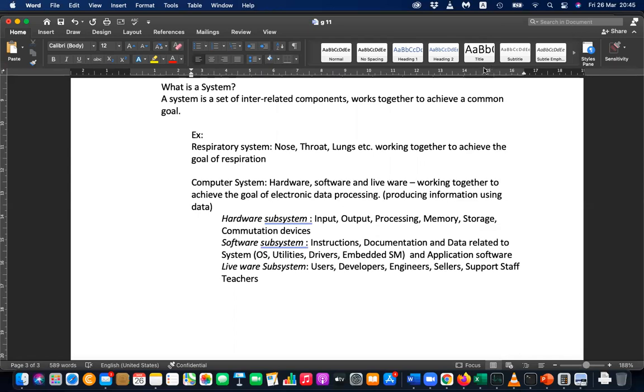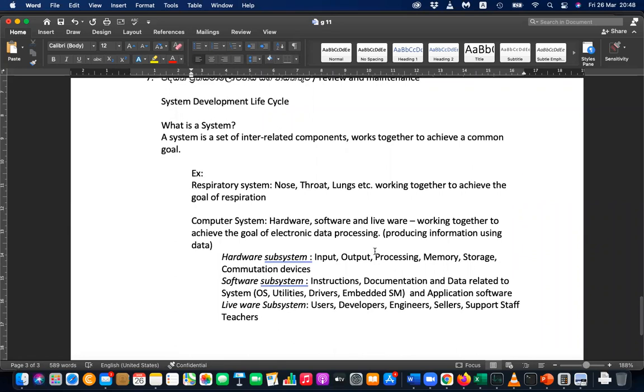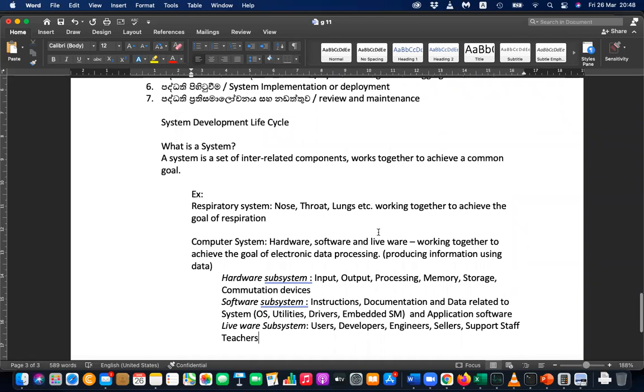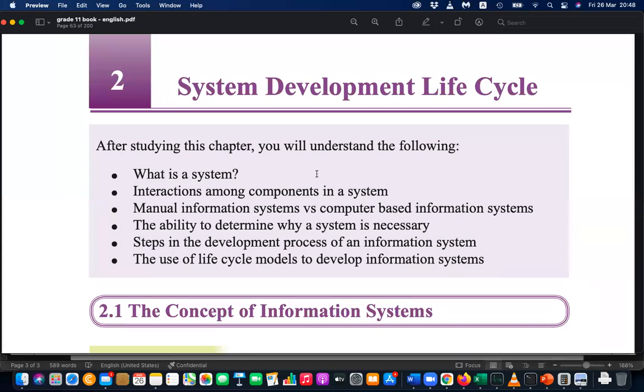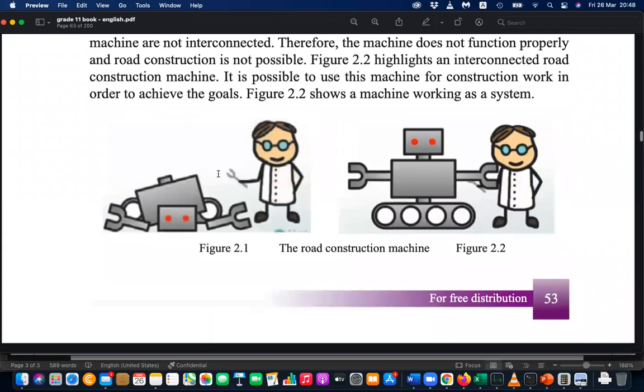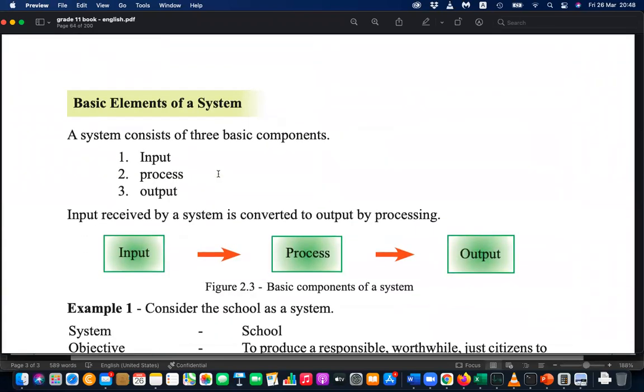Right. Please write down this. Right now, you know what is the system, what is hardware, what is software, and these things. Now our main topic is to discuss the system development life cycle. We know what a system is and what the components of a system are. It's very well. So basically, the basic elements of a system.